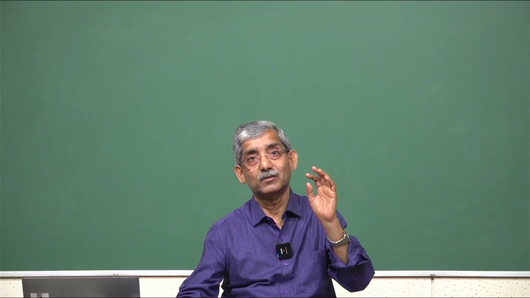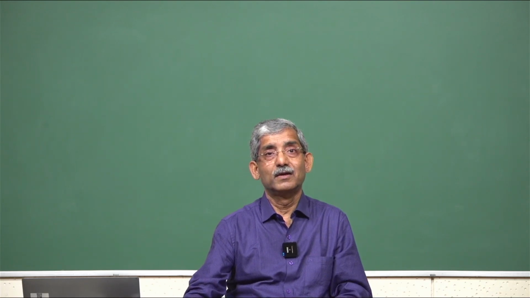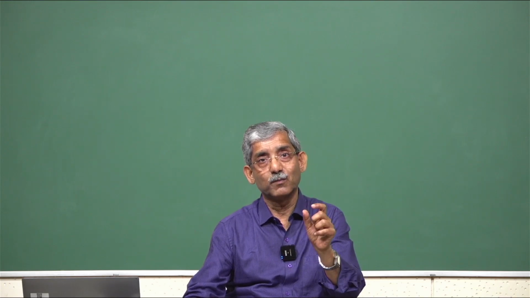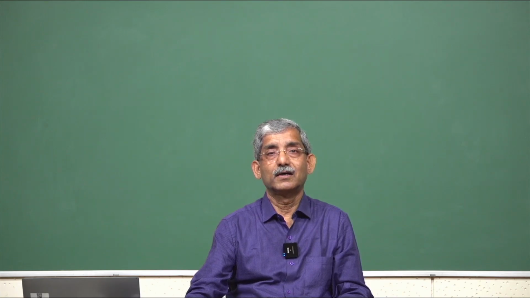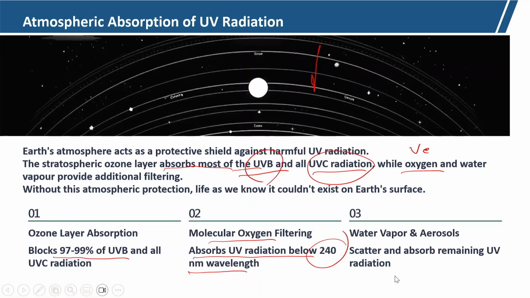The oxygen molecules present also filter, and water vapor or aerosol, whatever particles are there, scatter and absorb the remaining UV radiation. So, the water vapor, aerosol, oxygen, and ozone layer help in protecting us from harmful UV radiation.